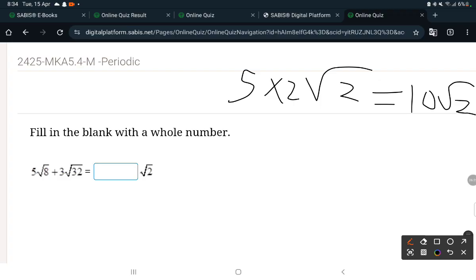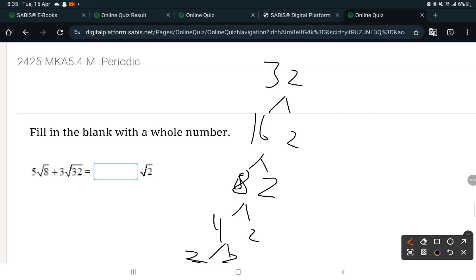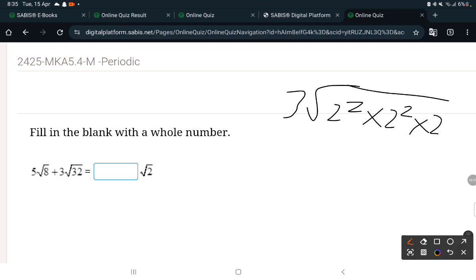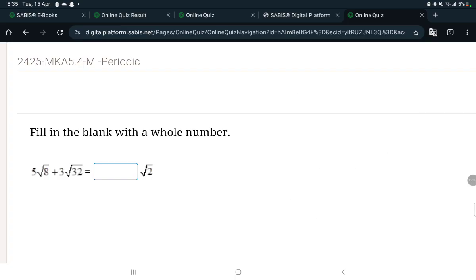Now, for prime factorization of 32, 16 and 2, 8 and 2, 4 and 2, 2 and 2. So you have 2 squared and a radical 2 in the inside. I mean 2 squared multiplied by 2 squared multiplied by 2. I don't know why my 3 looks like that. Okay, so we take out a 2, we take out the other 2. It's going to be 3 multiplied by 2 multiplied by 2, and we keep in the radical 2. So that's going to be 6 multiplied by 2, it's going to be 12. And the radical 2 stays the same.